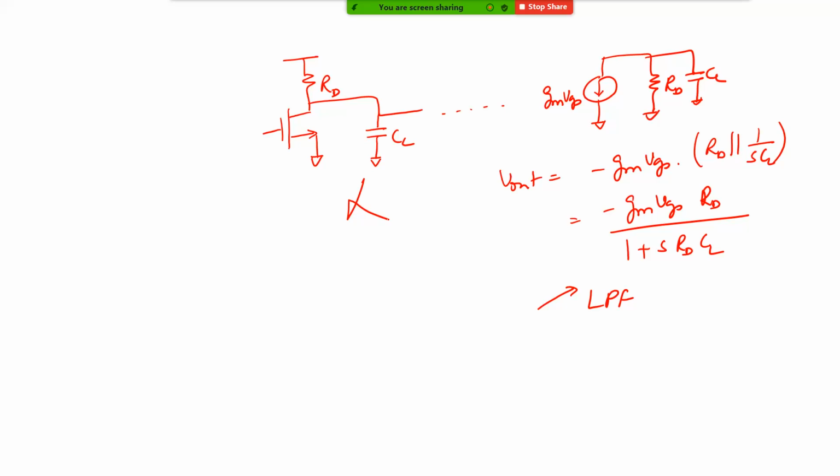So what can we do? We need to make this into a tuned amplifier. You can go back and try to reduce the value of RD. Now, if you reduce the value of RD, what will happen? Your pole frequency will increase, but your gain will start coming down. So that's really not the way to go about it. So you have to put an inductor. So we transform this into a tuned network.